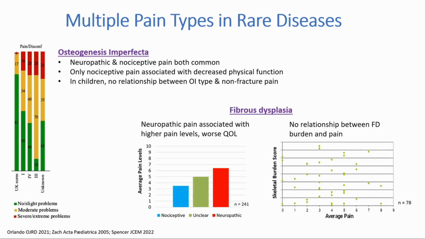And this is very similar to the type of pain we see in patients with fibrous dysplasia. Similar to OI, we see both neuropathic and nociceptive pain. But patients with neuropathic pain tend to report higher pain levels and worse quality of life. And similarly to OI, there is no relationship between the amount of fibrous dysplasia someone has and the overall pain that they report, which is likely explained by this neuropathic component to the pain.